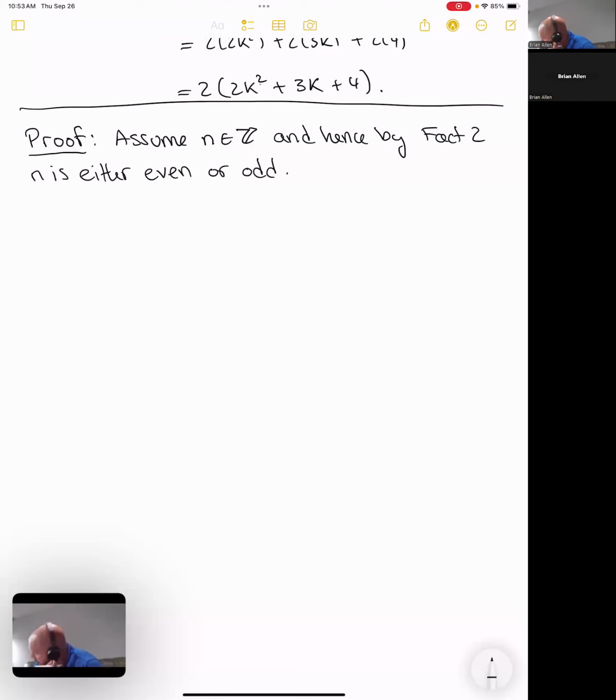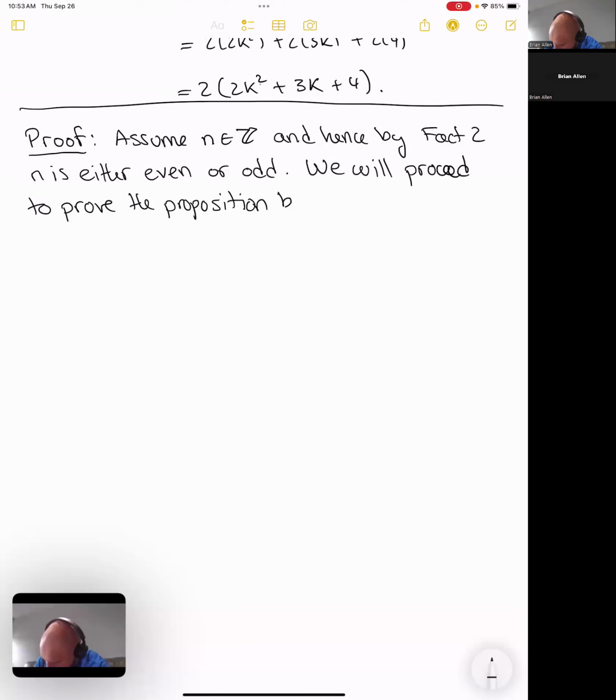Now I'm pointing this out to the reader because I'm about to split into 2 different cases, and I want to bring it to their attention that those are the only 2 cases that I have to consider because of this fact. Okay, so now we will proceed to prove the proposition by considering both cases. Okay, so I'm just communicating to the reader that I'm about to prove this by cases.